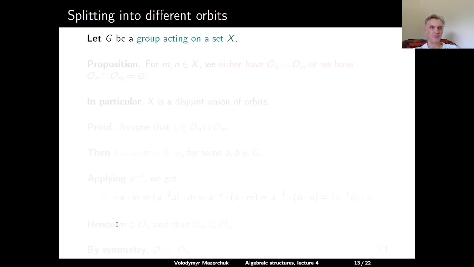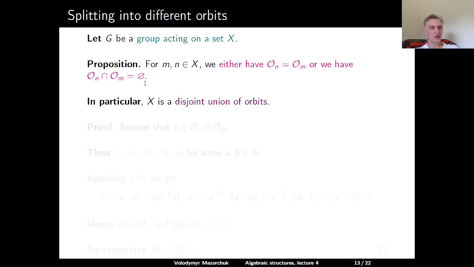Now let us discuss some properties of orbits. So let G be a group acting on a set X. Proposition: for two elements m and n in X, we either have that the orbit of n is equal to the orbit of m, or these two orbits are disjoint, so the intersection is empty. So in particular, the whole set X decomposes as a disjoint union of orbits.